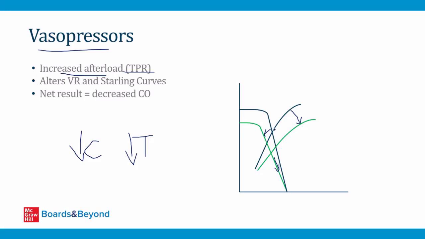And the net result is that you go from this point here, associated with a higher cardiac output, to this point here, associated with a lower cardiac output. And hopefully that makes sense to you. Vasopressors increase the afterload on the left ventricle. They raise the TPR, and this is going to decrease the cardiac output. That's what you expect to have happen when you administer vasopressors.